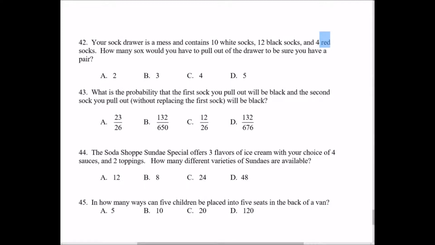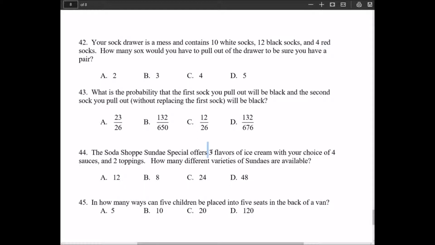The Soda Shop Sunday Special offers 3 flavors of ice cream with your choice of 4 sauces and 2 toppings. How many different varieties of sundaes are available? Well, we have 3 flavors, 4 sauces, and 2 toppings. So we multiply those together, and that's it. It's the combination. 3 times 4 is 12, times 2 is 24. That is option C.